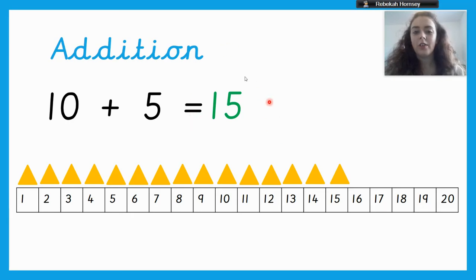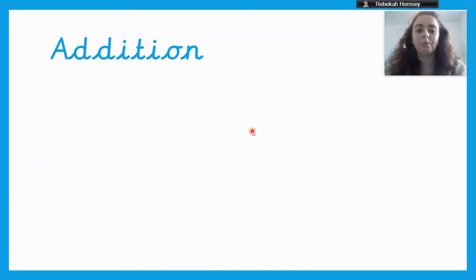If you haven't already, you can write your answer down too. Be careful of those 15s. I know sometimes we get them a little bit muddled up and put them the wrong way around. But keep practicing and you will get there. 10 add 5 equals 15. We'll do one more addition and then we'll practice subtraction again.